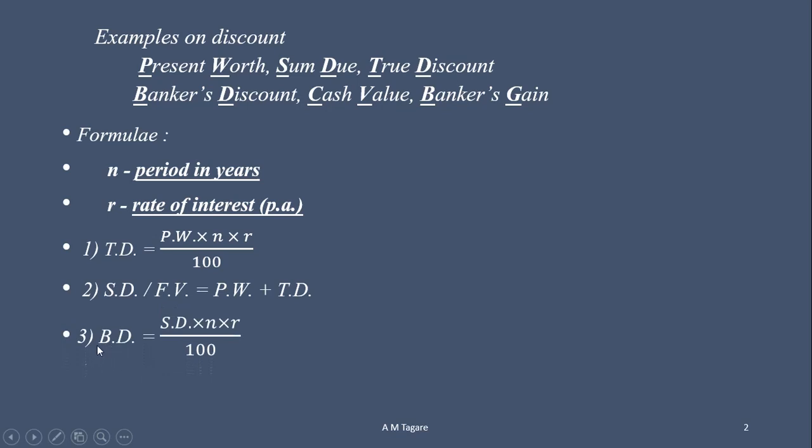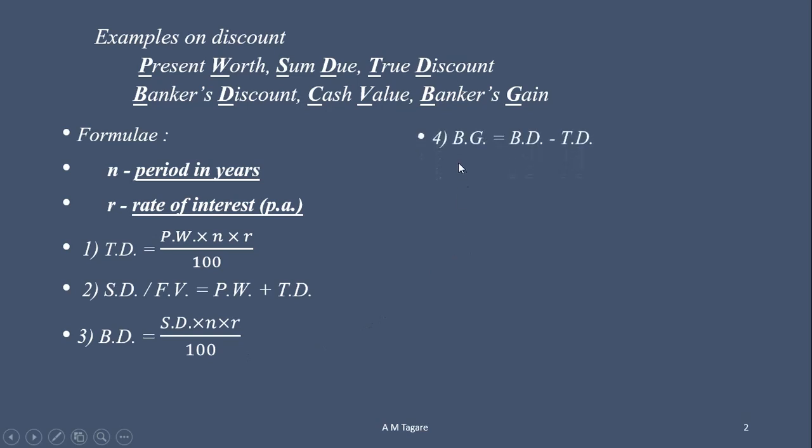Third formula is for banker's discount. Now banker's discount is calculated on sum due, it is also known as face value, FV. And this period, which is denoted by N here, it is from date of discounting to legal due date. So banker's discount is given by SD into N into R upon 100.